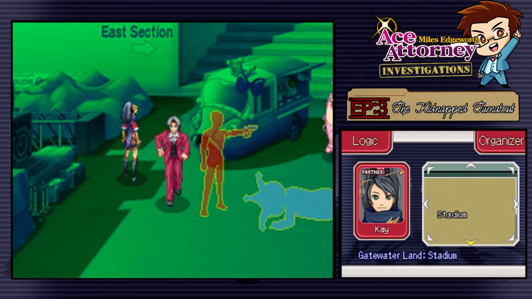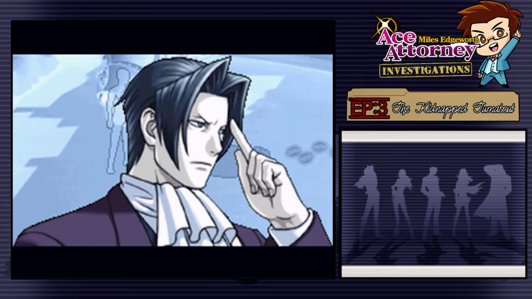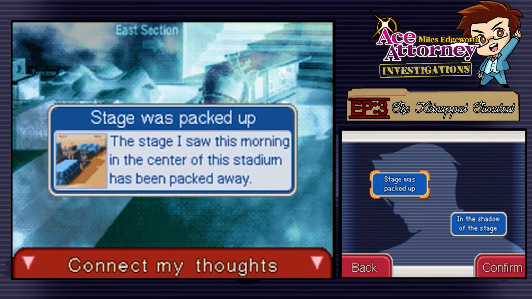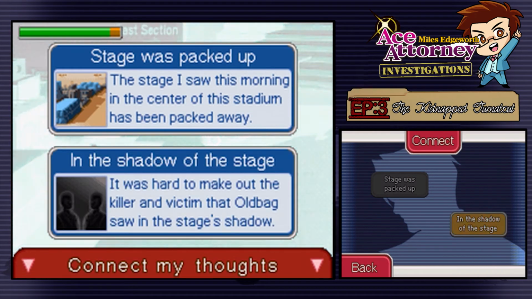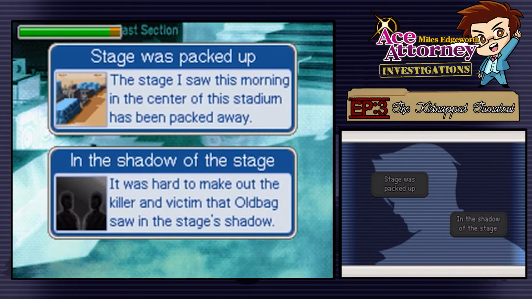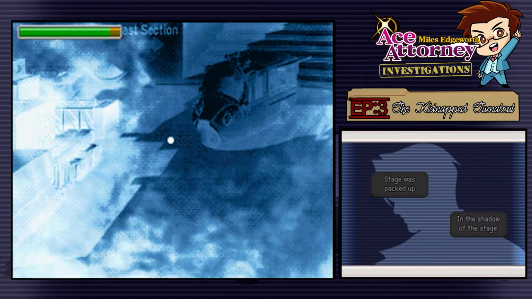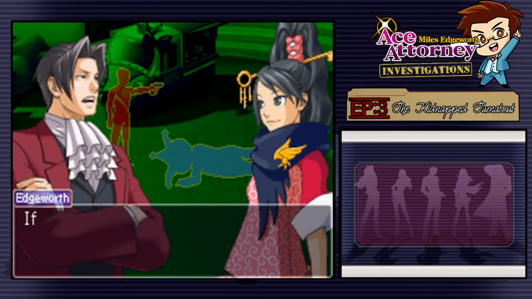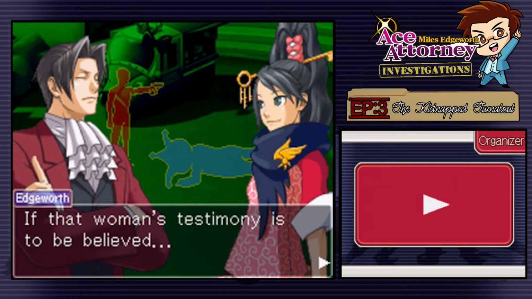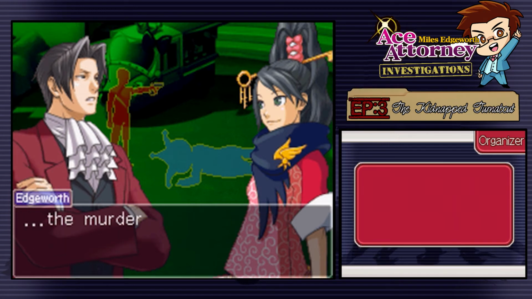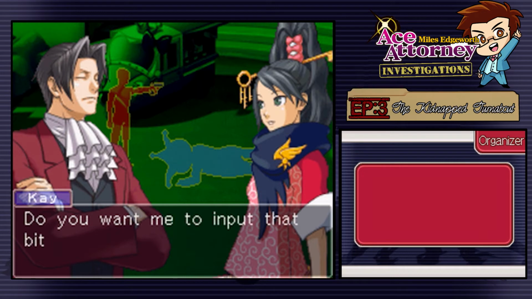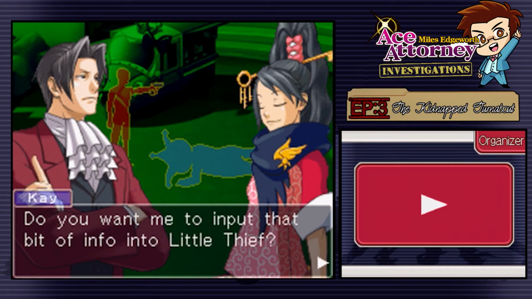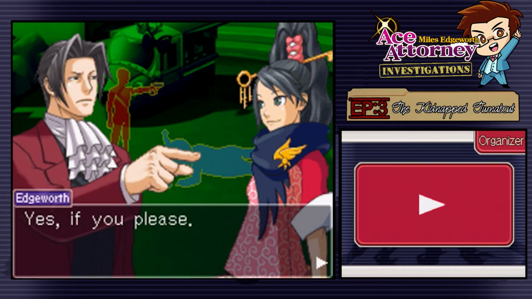Okay. Hold on, let's see if I can connect these together. Because the stage creates a shadow. So the taller the stage, the larger the shadow is cast. Ha! If that woman's testimony is true, the murder occurred before the stage was broken down. Do you want me to input that bit of info into Little Thief? Yes, if you please.